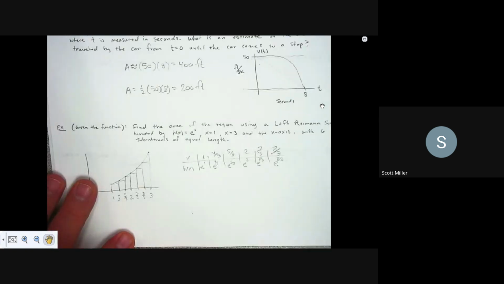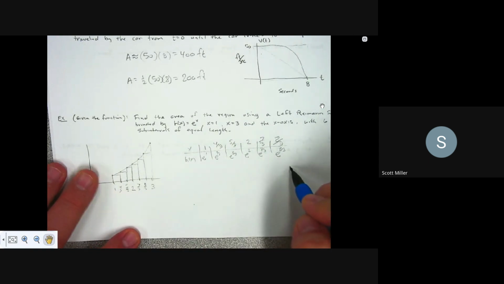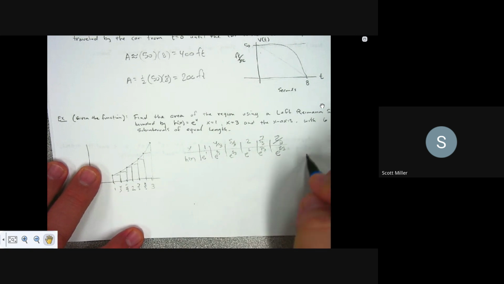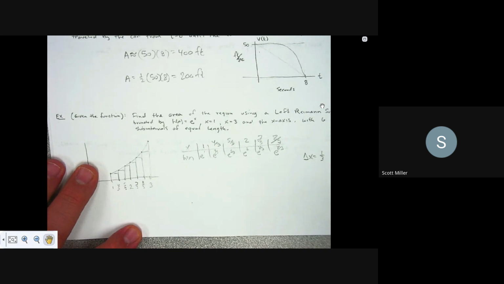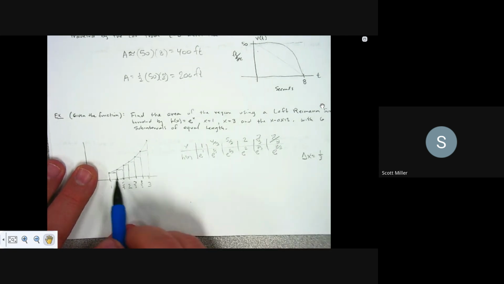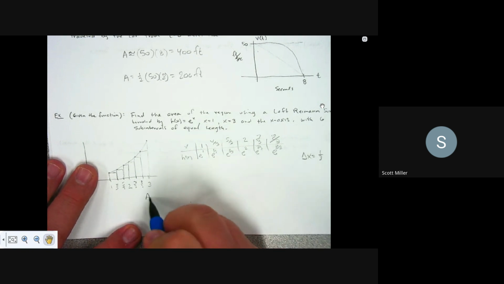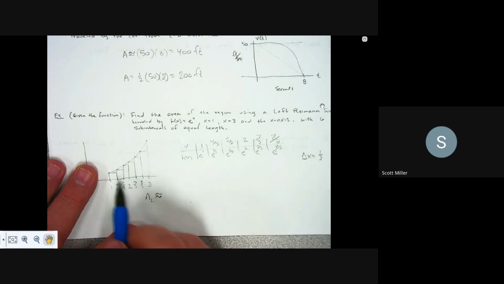Okay. And so we have the base length, from here to here is a distance of 1/3. So my delta x is 1/3. These are all f of x's. That's what I'm going to be using. So I'm just going to add up the area of all of these rectangles. So this area of my left Riemann sum is going to be approximately, now it's base times the height, so I can do each one individually.